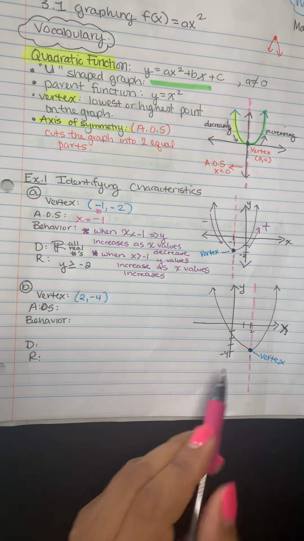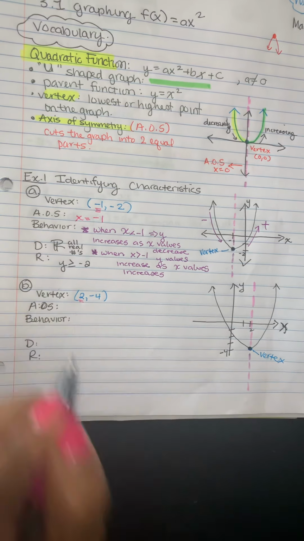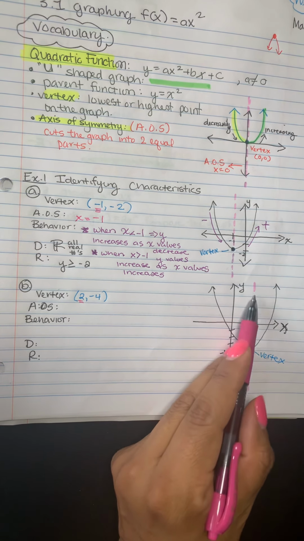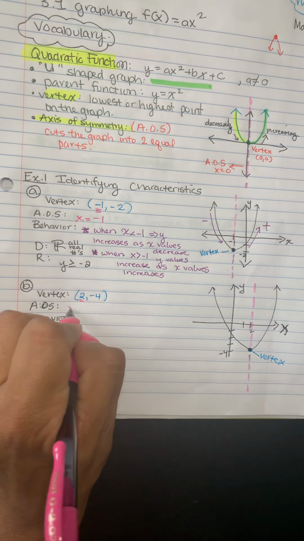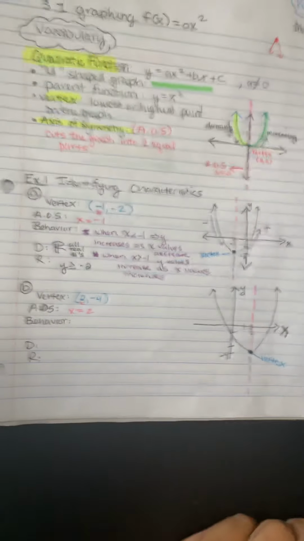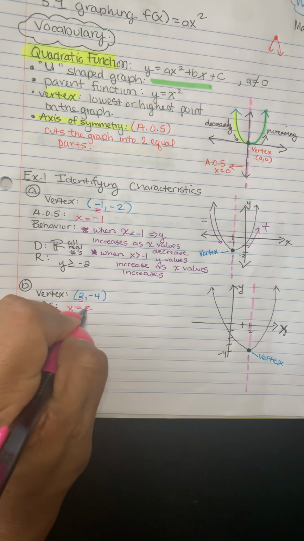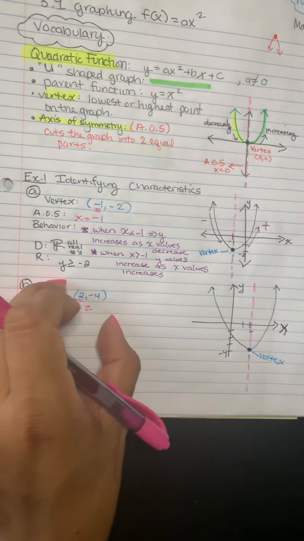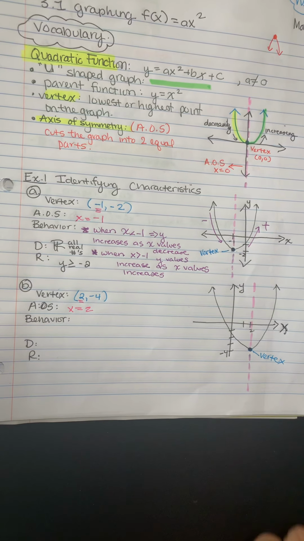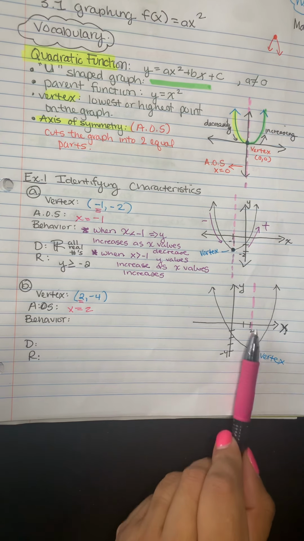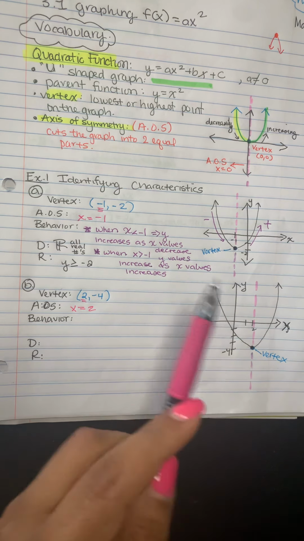AOS is the x coordinate of the vertex. So let's just make sure it matches up. It sure does. So we know that x equals 2. Again, I'm showing you on the graph, and I'm also writing it out here on the left-hand side. Behavior. So remember, to the left of 2, it is decreasing.